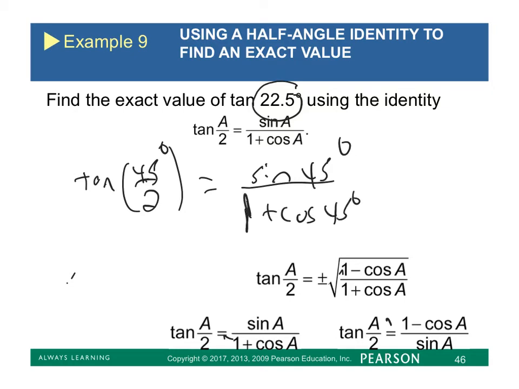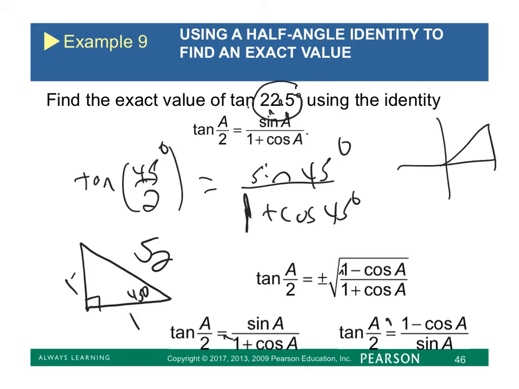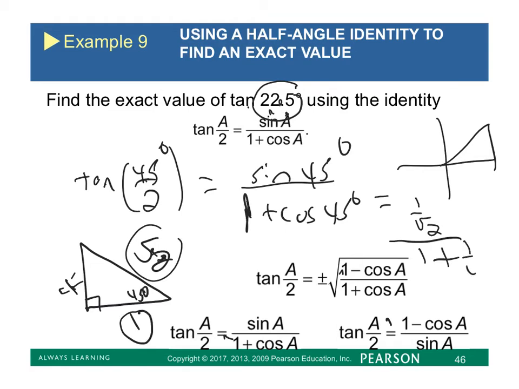And the reason that this works out nice is because we know all about the 45 degree. 1, 1, square root of 2. And both 22.5 and 45 are in quadrant 1. So either way, I know the answer is going to have to be positive for tangent there. So it equals sine of 45, which is opposite over hypotenuse, 1 over square root of 2, over 1 plus cosine, which is adjacent over hypotenuse, 1 over square root of 2.